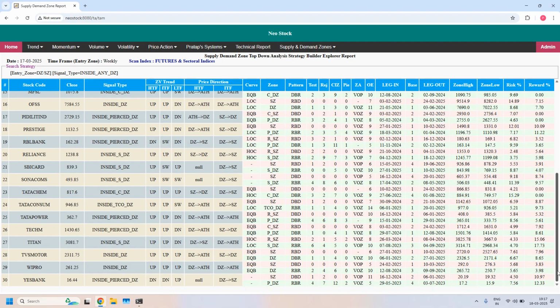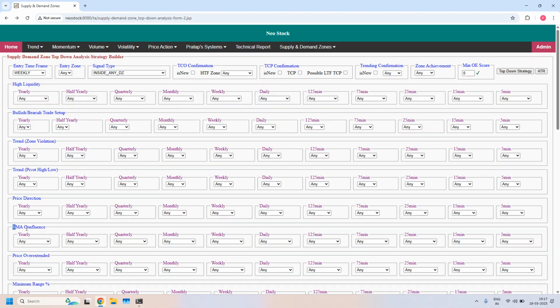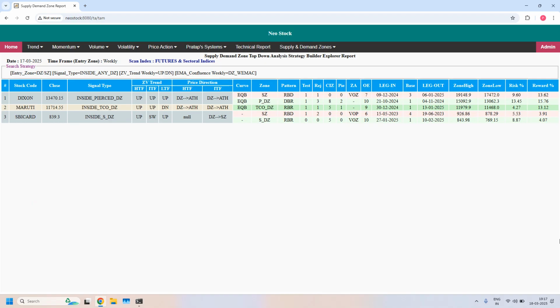Price closed inside the weekly demand zone. We can further filter this list based on weekly demand zone having weekly EMA confluence. So I'm going back in the EMA confluence at weekly. I'm selecting the filter weekly demand zone having weekly EMA confluence. And trend on the weekly should not be sideways. It can be up or down. With these filters, we got only 3 stocks. So these 3 weekly demand zones are having weekly EMA confluence. And also current price closed inside these weekly demand zones.